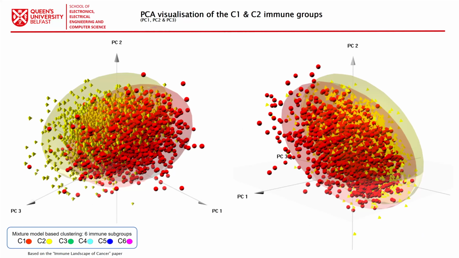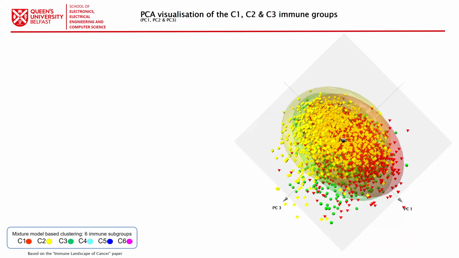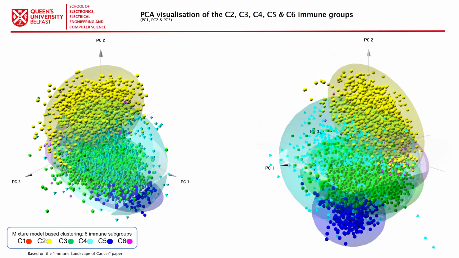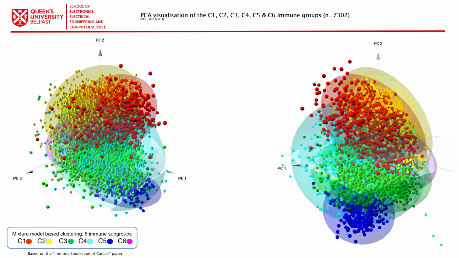If I use C1 and C2 together, which is rather messy, but better visualization. This is C1, C2, C3. From up, C3, C4, C5, C6, and C2, C3, C5, C6, and all samples in a plot, in 3D using PCA 3D. But I individually illustrated all of these sample groups from different immune subtypes.